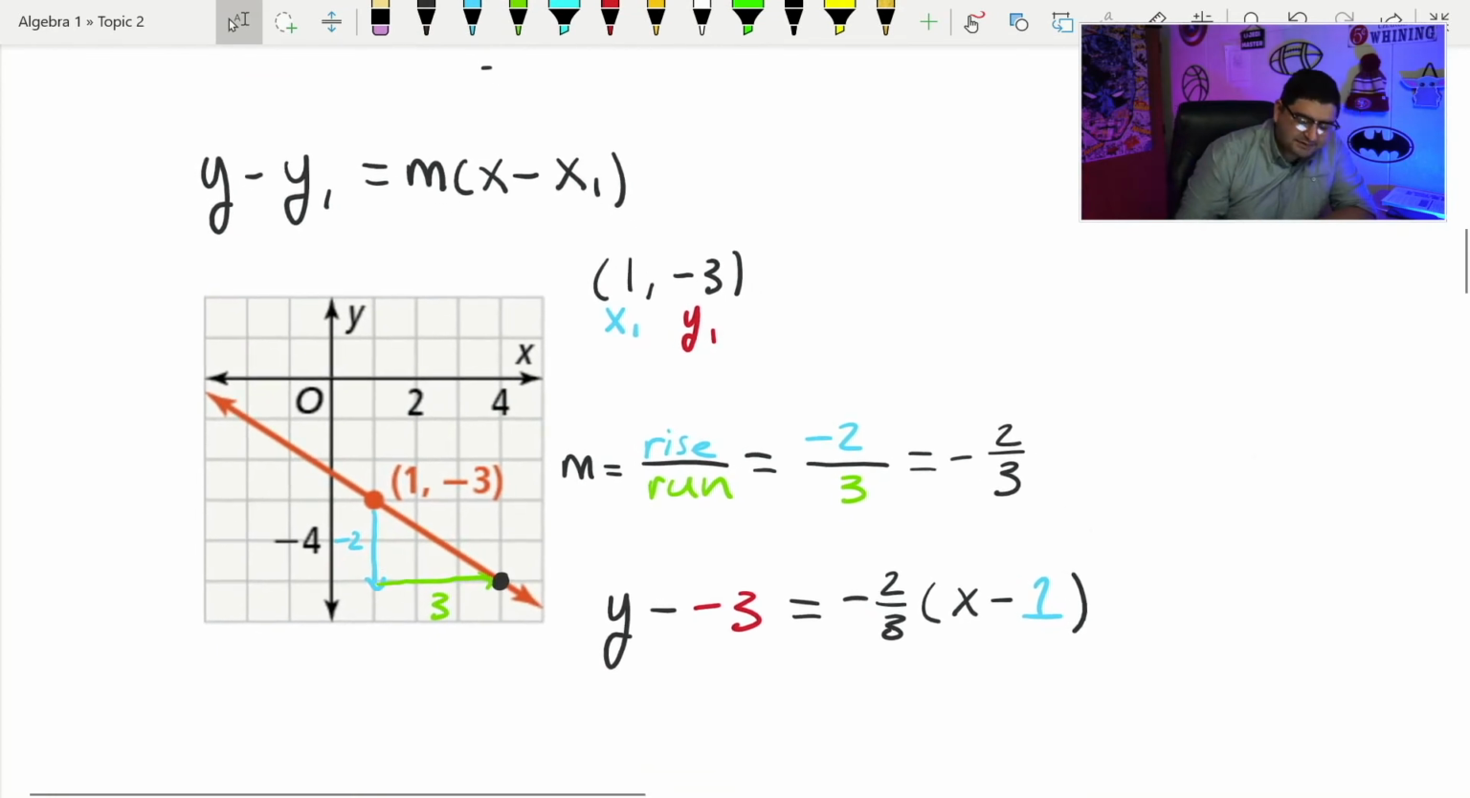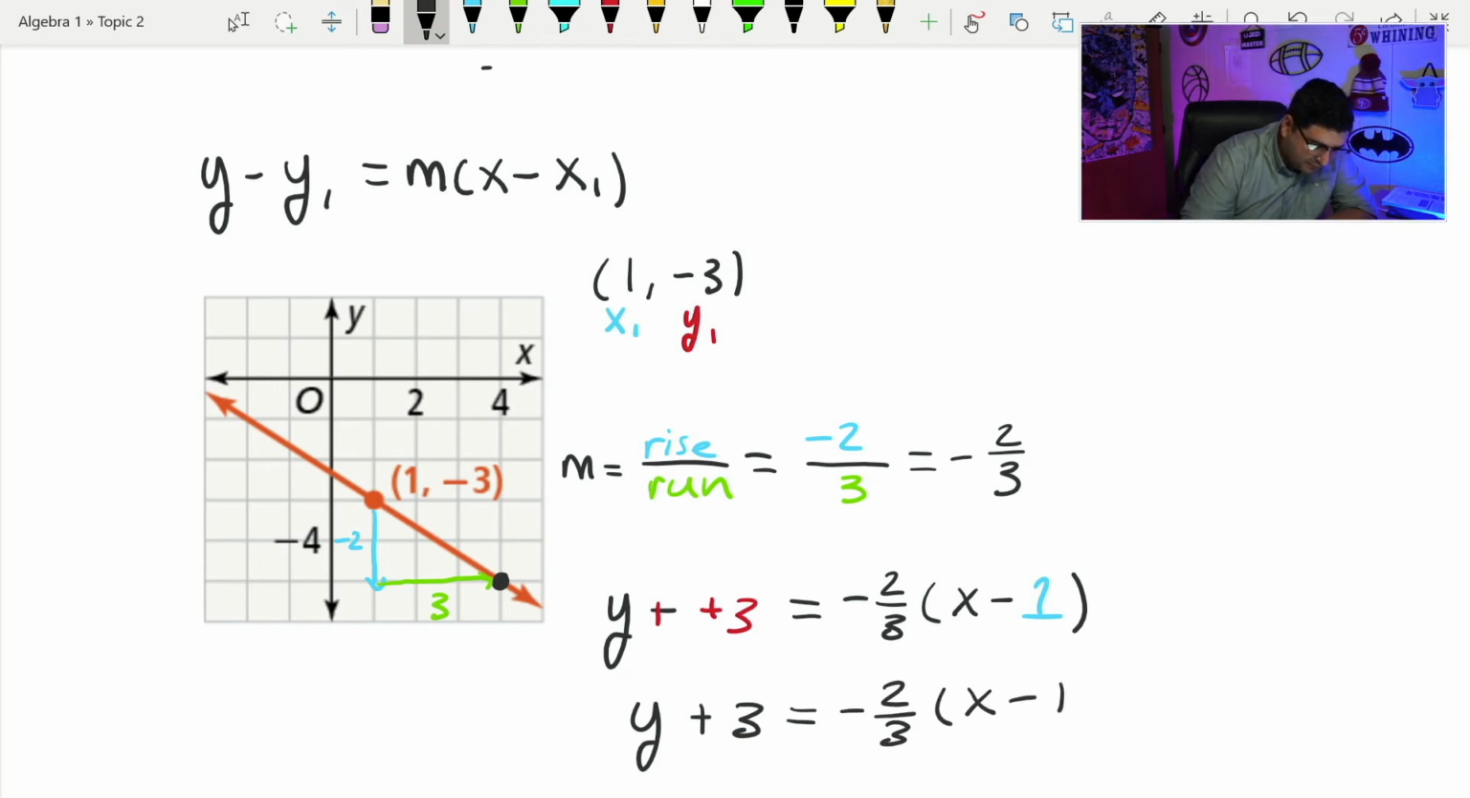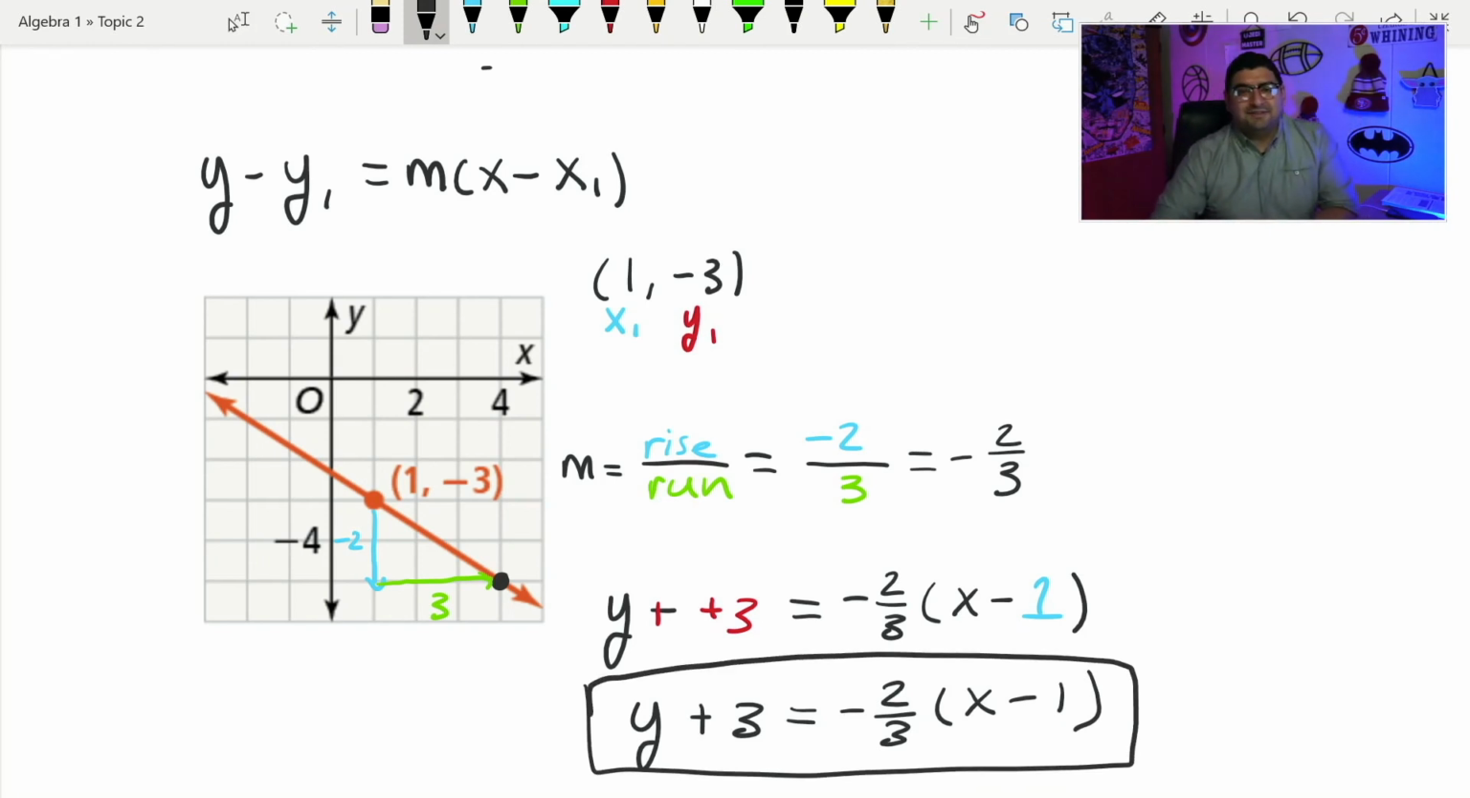I will say that a common mistake some people make is that they forget to write their negative signs. They'll do something like this where they say, oh, y1's negative 3. I already have a negative sign here. That means I can just put 3. There's a negative 3. Be very cautious about that, because you'll see that when we have an extra negative, it actually changes what our answer is. This double negative turns into a positive. So we know that our real answer is y plus 3 equals negative 2/3 times x minus 1. And that becomes the equation of a line in point-slope form.